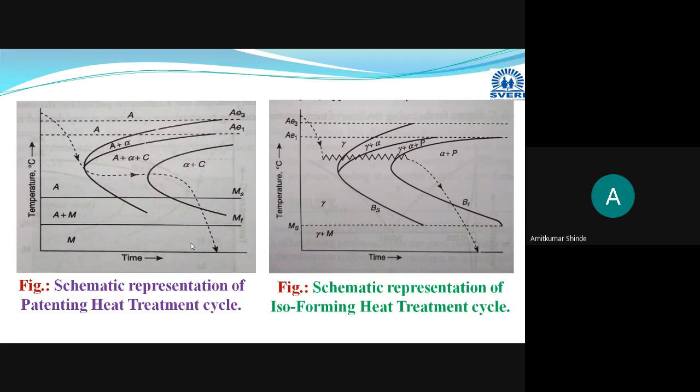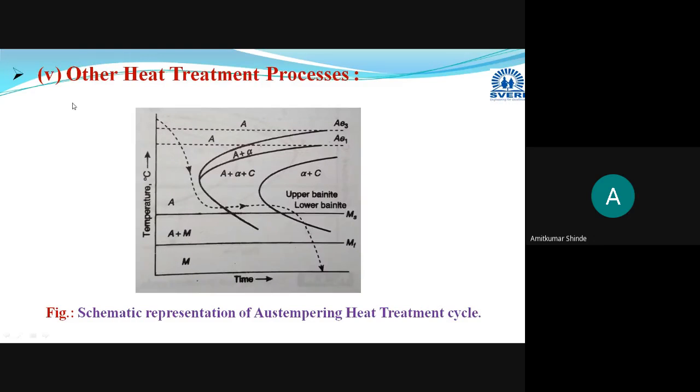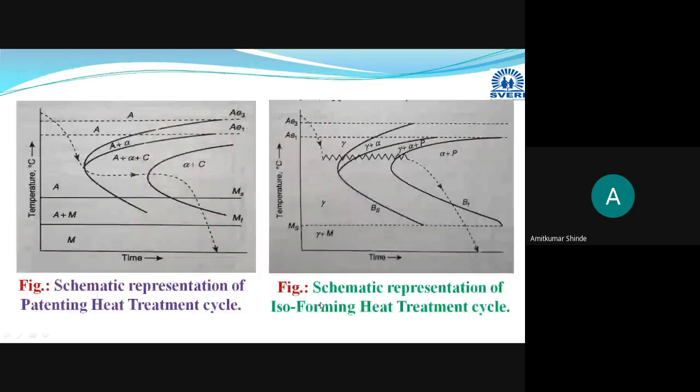And then different types of hardening: conventional hardening, time quenched hardening, martempering, then austempering we have studied. And after that, three different heat treatment cycles. These three will not come under the hardening process. These are the special other heat treatment processes: tempering, then patenting, and isoforming.